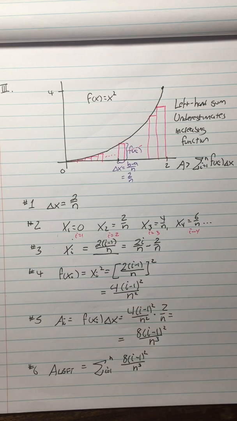The next thing to do is to use these formulas to convert this into something we can take the limit as n approaches infinity of. But in order to do that, we need a little bit of background first. So that's what's coming up next.